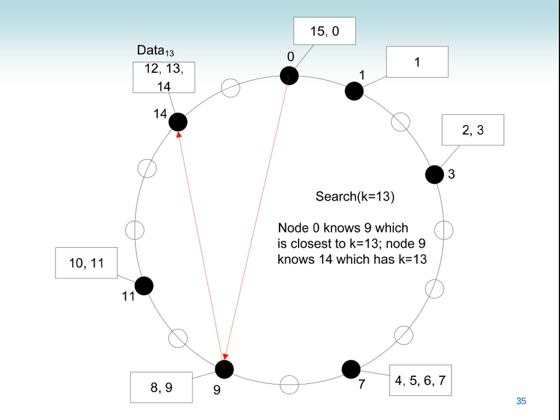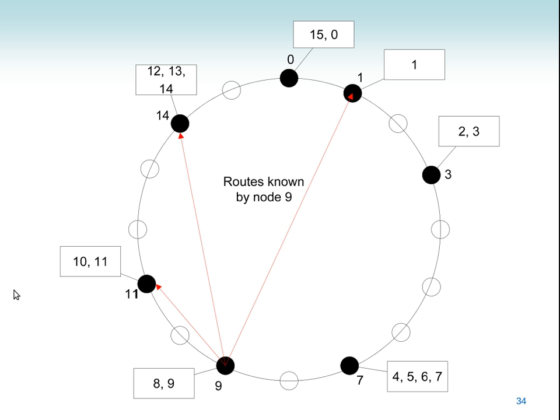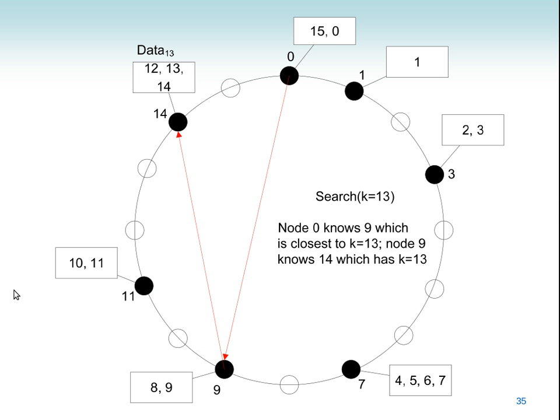Node 9 looks in its routing table. We'll go back. Here's the routing table for node 9. It has routes to 11, 14 and 1. And in its key space, you'll see, if you work out the routing table, that node 9 will send direct to 14. Because in the key space, it will tell it to send to 14. 14 has key 13. We've found the resource. Our search is complete.